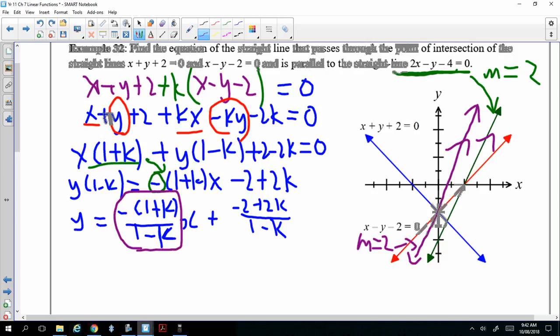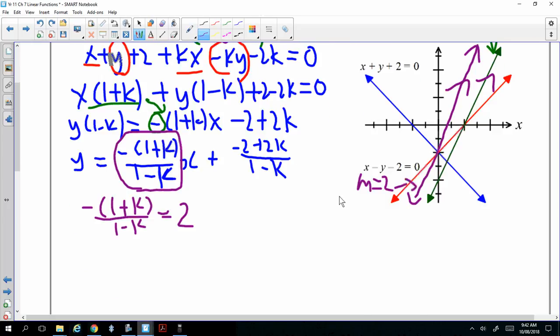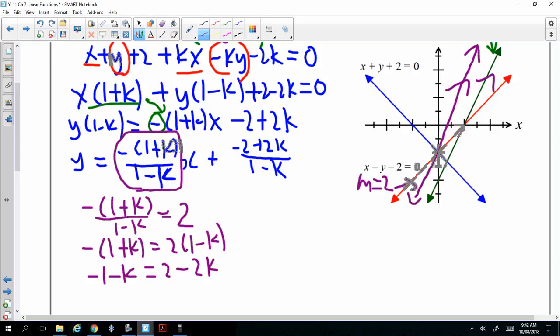And then what do we do next? Find k. So you go negative (1 + k) equals 2 times the denominator, multiplying both sides by the denominator. Negative 1 minus k equals 2 minus 2k. And then what do you get? You get 3 equal to k. k equal to 3. So our aim is to find k. Once you get k, the equation can now be found.